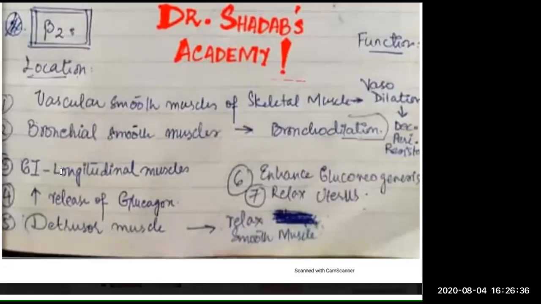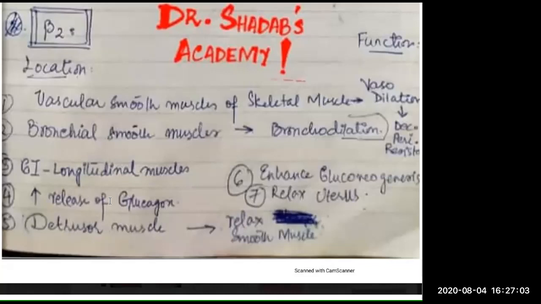They are relaxing, but they are not causing a parasympathetic effect. Whenever the food has to be pushed forward, one muscle relaxes and one muscle contracts. So the longitudinal will relax and the circular will contract. So the action of pushing the food forward is by alpha 1 and beta 2 together. Okay, so just keep these things in your mind.